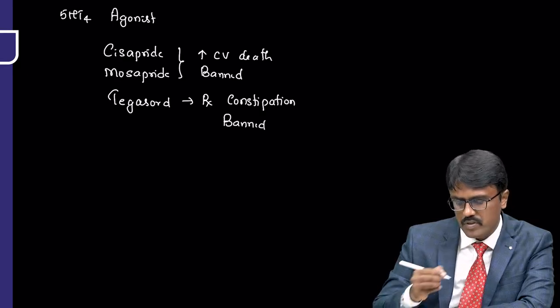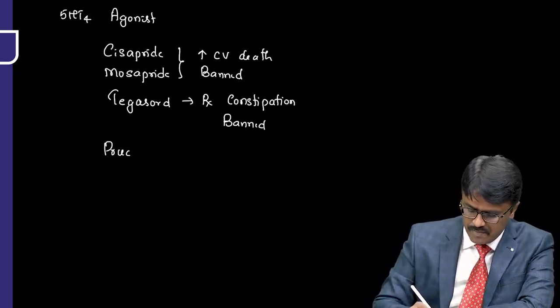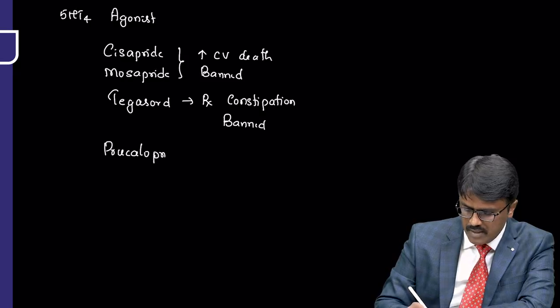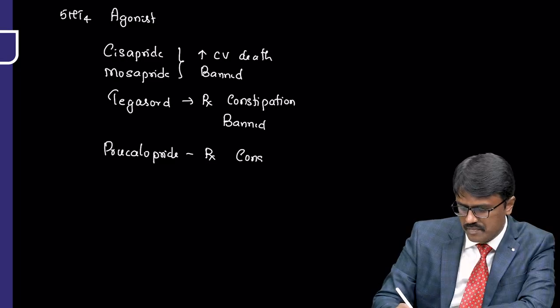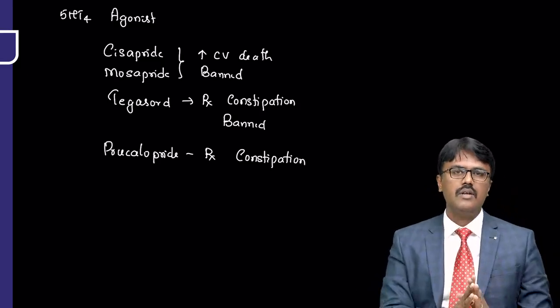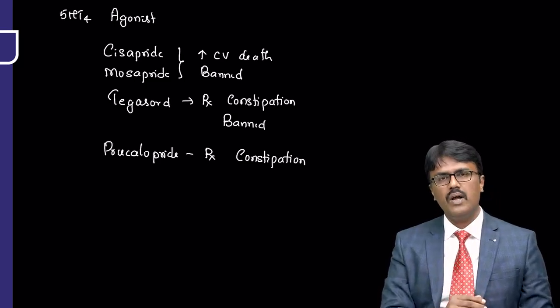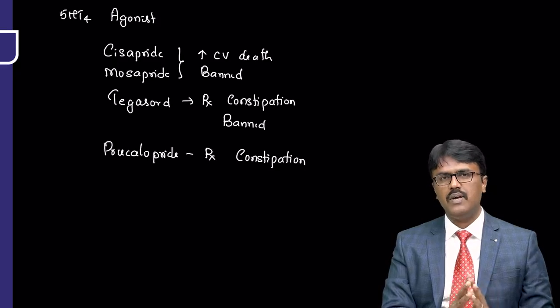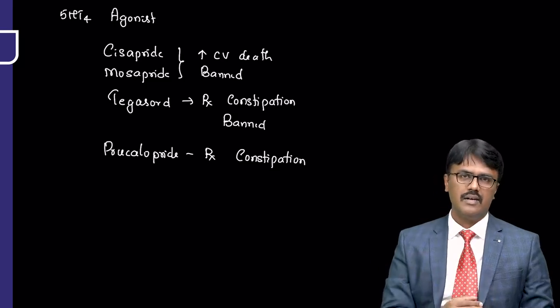So what is the only 5-HT4 agonist drug which we have? That is called prucalopride. Prucalopride is a drug used to treat constipation. So this is about the various serotonergic receptors, and what are the agonists and antagonists. Generally speaking, for 1 and 4 we have agonists, for 2 and 3 we have antagonistic drugs. So that is about the different serotonin drugs.